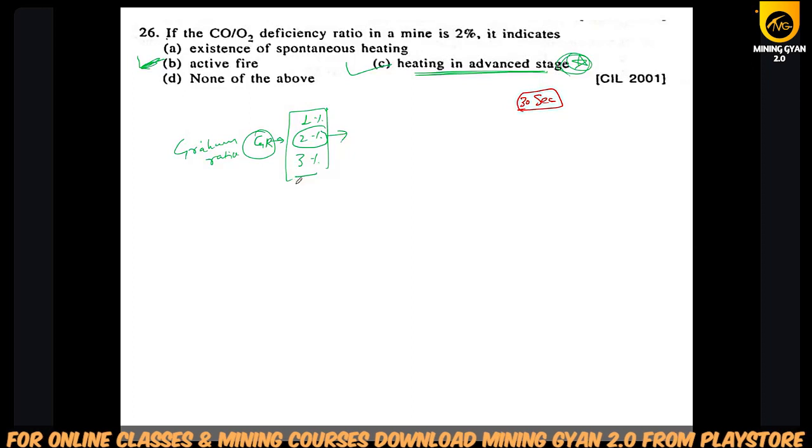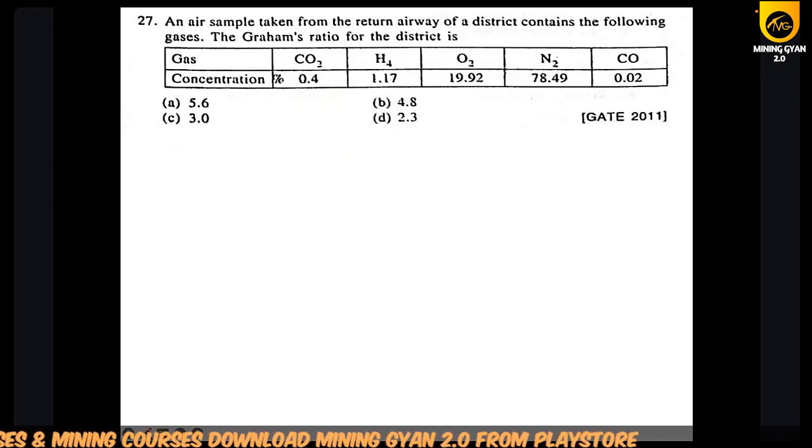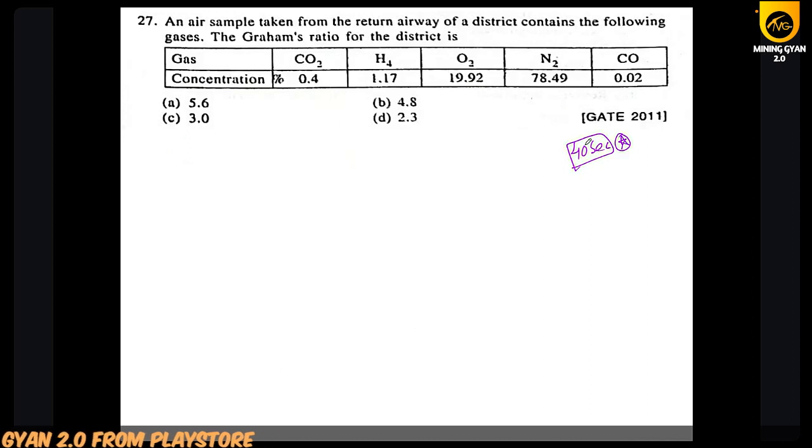Okay, I can give you the another, but this is the practice session, so I will give you information when the next question we will see. Try to recall what we have, 1%, 2%, 3%. So in this question 26, the answer is heating in the advanced stage. Please solve this question. You have 40 seconds in which you have to find out Graham ratio.